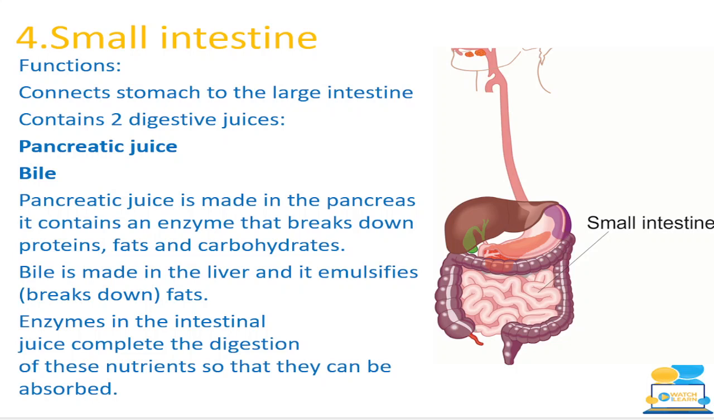So the enzymes in the intestinal juice complete the digestion of these nutrients, and so they can be fully absorbed. So this would be an important one. Whilst there is a lot of information there, at least if you know that it's between the stomach and the large intestine, you're getting some sort of marks.